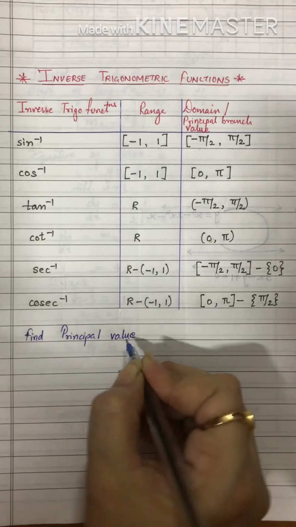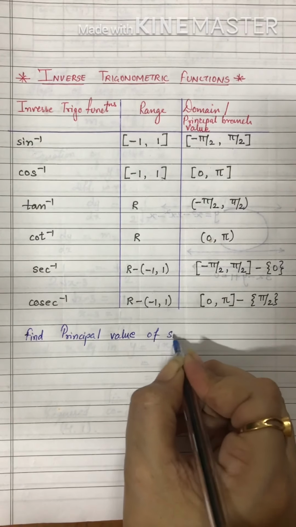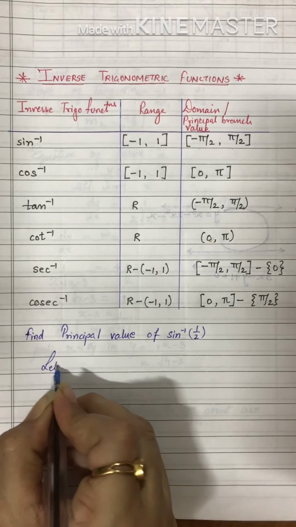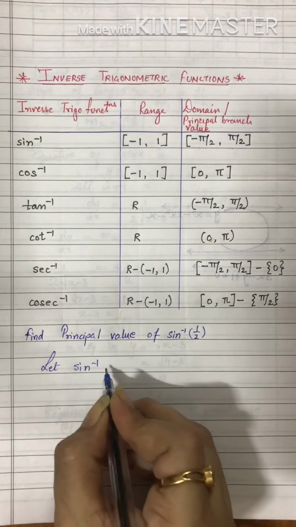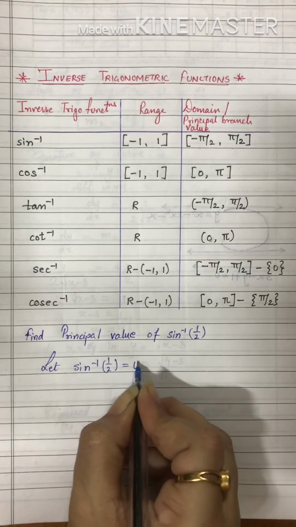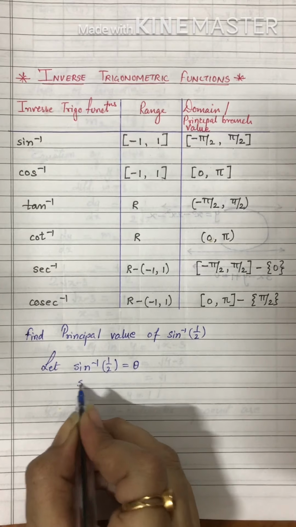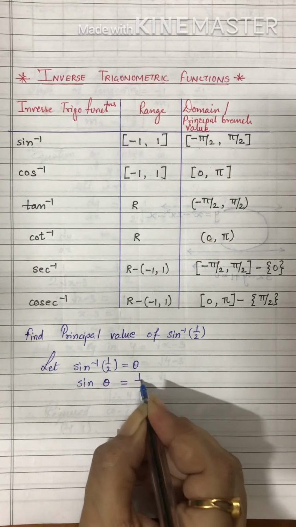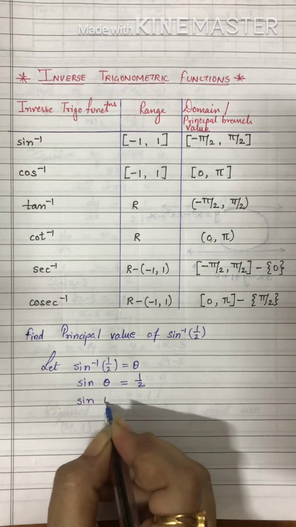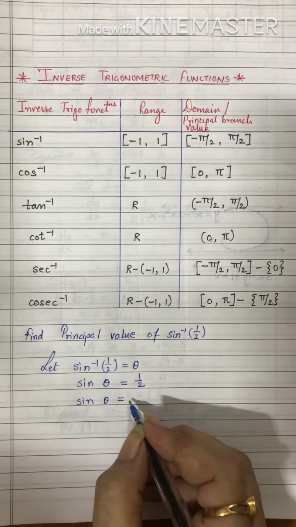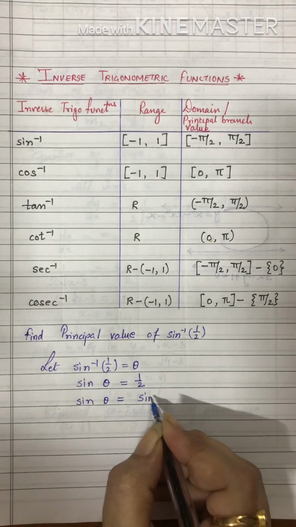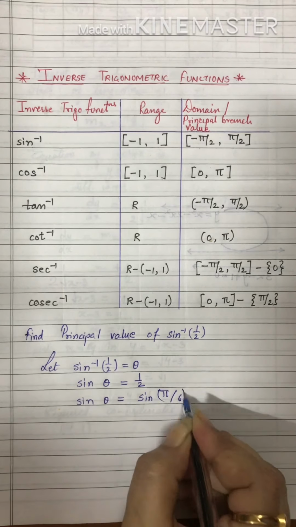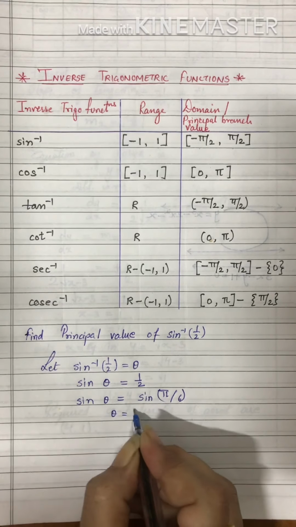Now see, you will get some sum like: find principal value of sine inverse 1 upon 2. Suppose the sum is given to you like this. So we will say let sine inverse 1 upon 2 be equal to theta. We will take the sine to that side, so sine inverse to the other side, it will become sine theta is equal to 1 upon 2. Then we will write the value for theta when sine is 1 upon 2. So it is given when sine is pi by 6. Okay, so what we got here, theta is equal to pi by 6.